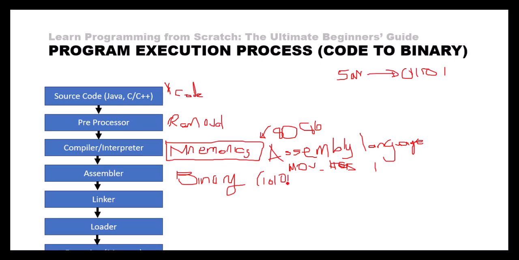So now your program is finally in binary. It's not a compiler or an interpreter that converts the programming language into binary. It's an assembler that does that job for us in the computer program.